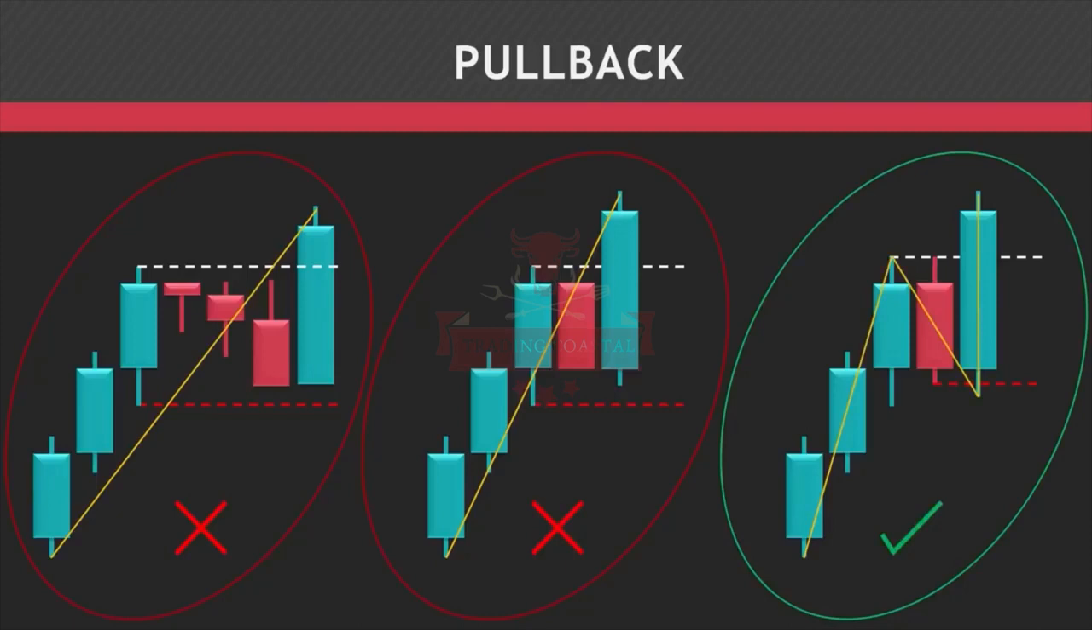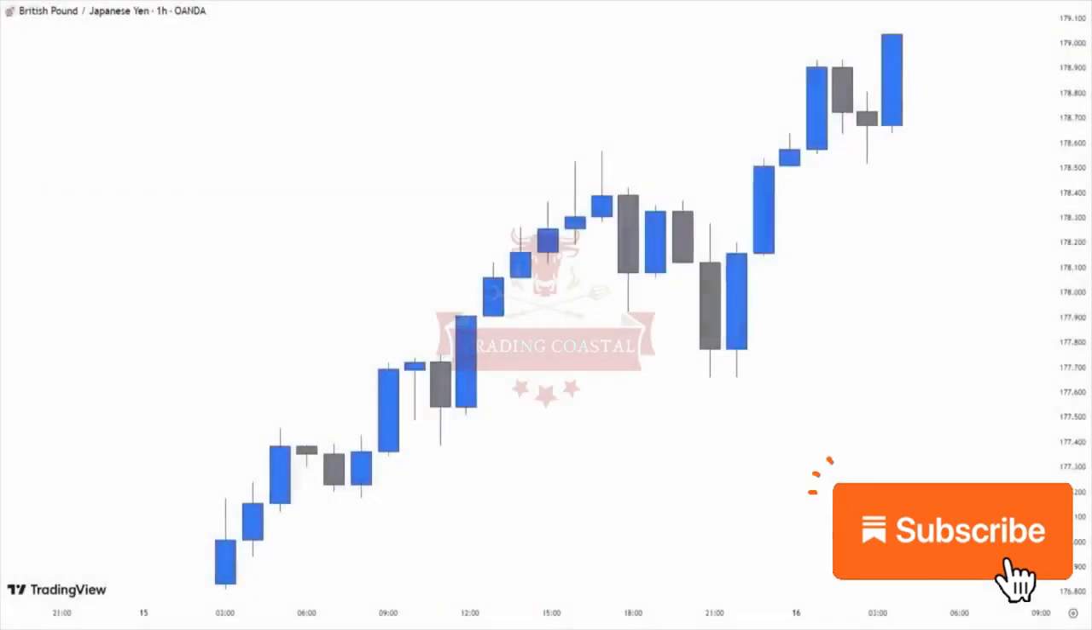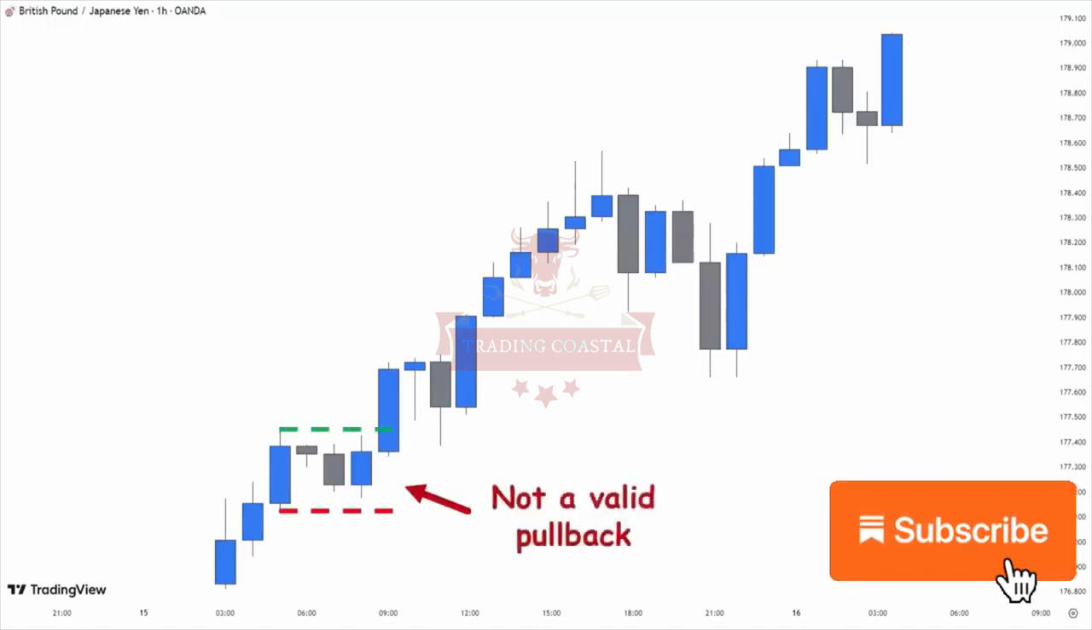Now let's see some more examples on the real chart. Here we have Pound Yen in the 1 hour time frame. Let's identify the pullbacks and candlestick-based market movements. Starting from the left, this is our latest high and low. Since none of these candles have taken the low of this candle, it is not a valid pullback, and we will consider it as a single movement.